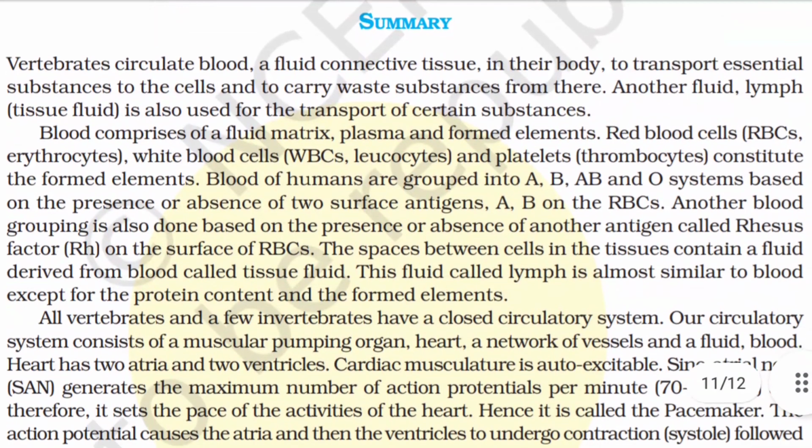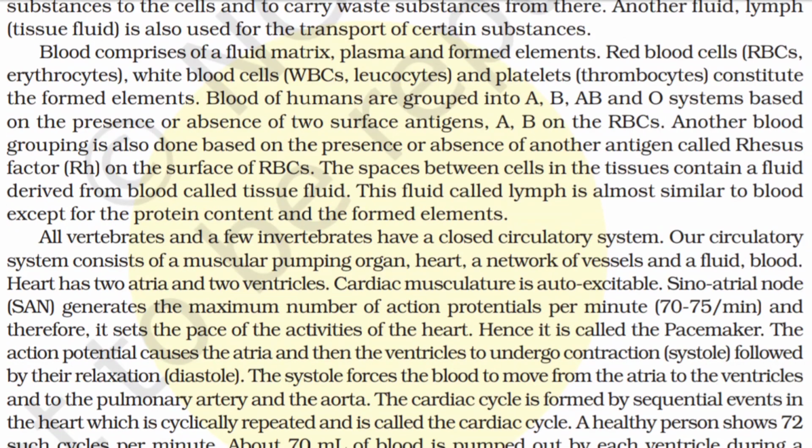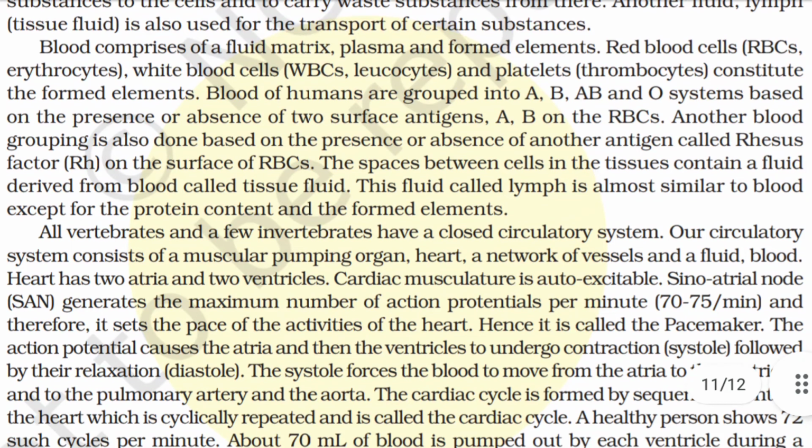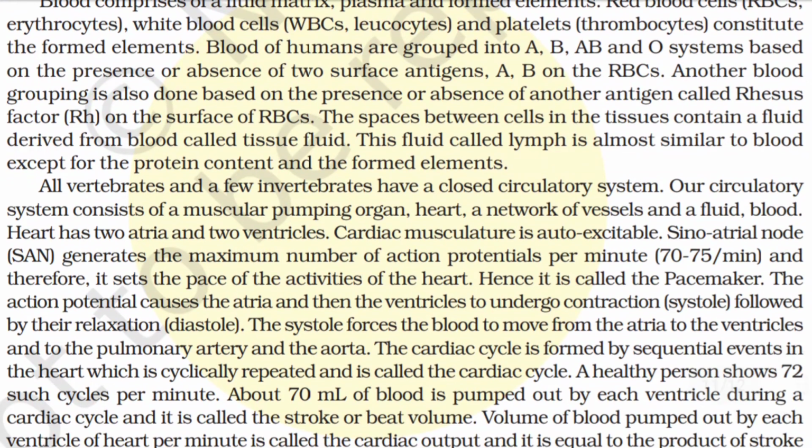Summary: vertebrates circulate blood, a fluid connective tissue, in their body to transport essential substances to the cells and to carry waste substances from there. Another fluid, lymph, which is also called tissue fluid, is also used for the transport of certain substances. Blood comprises a fluid matrix, plasma, and formed elements. Red blood cells, also called RBCs or erythrocytes, white blood cells, also called WBCs or leukocytes, and platelets, also called thrombocytes, constitute the formed elements.